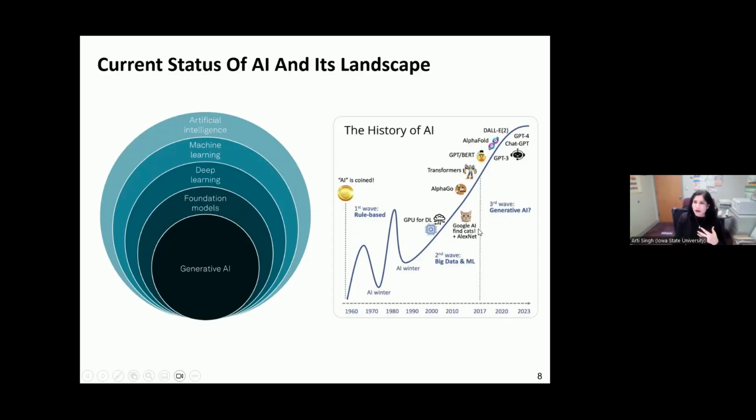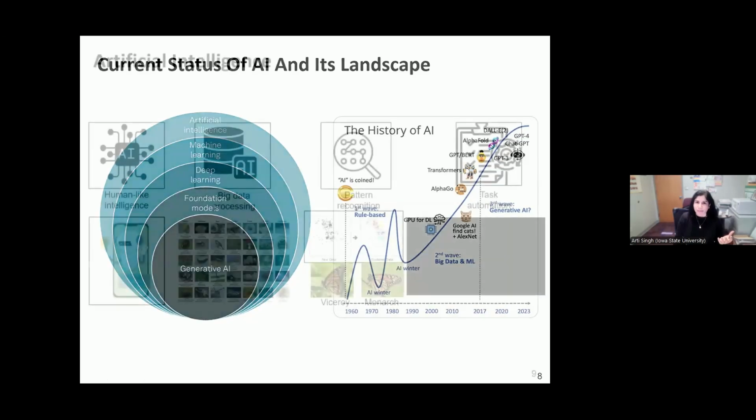And currently we are in the third wave, which is called generative AI. Generative AI basically means that we can generate anything if we have data. Using data, like GPT does, you can generate an image, you can generate a new video, you can generate text, you can generate conversation. So this is where we currently are in terms of AI.